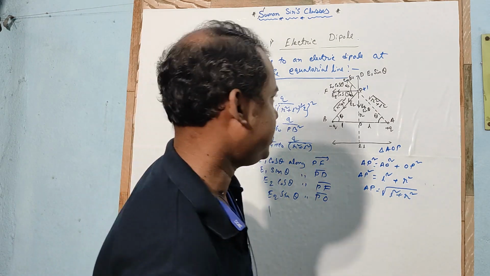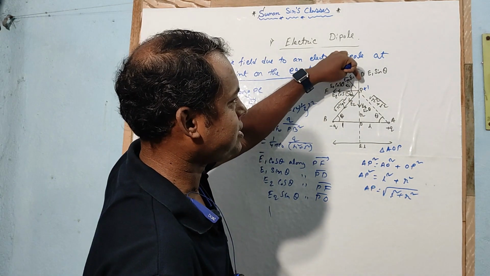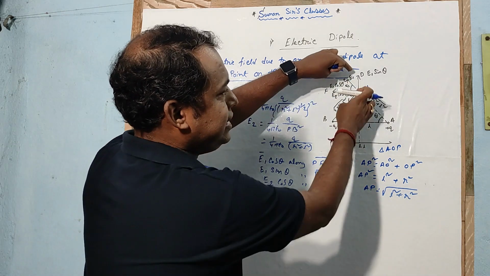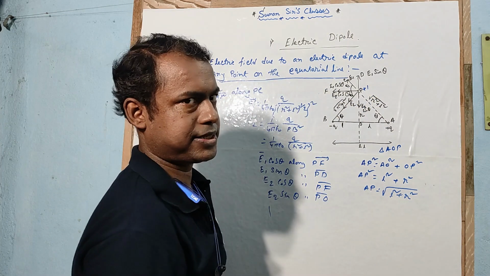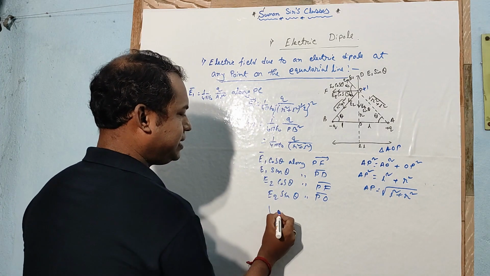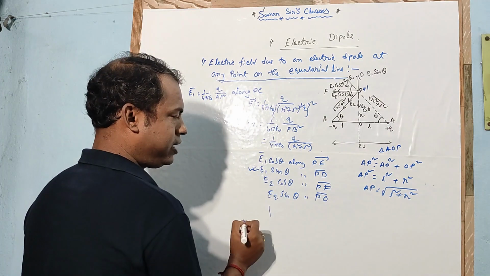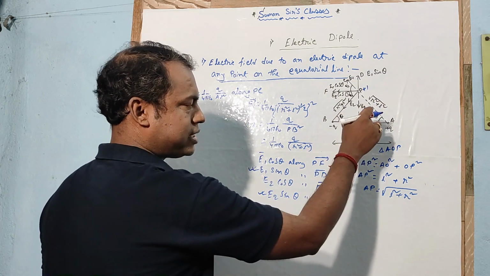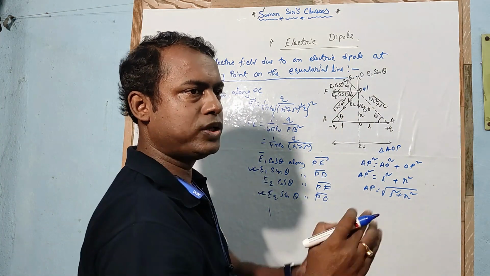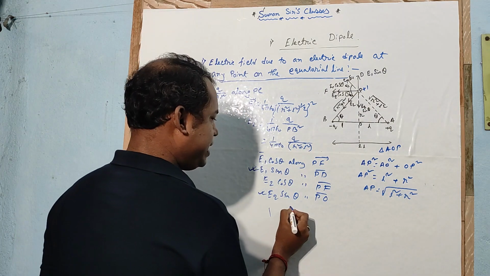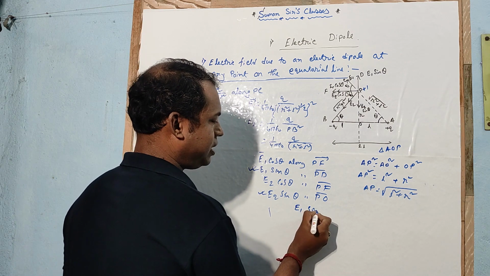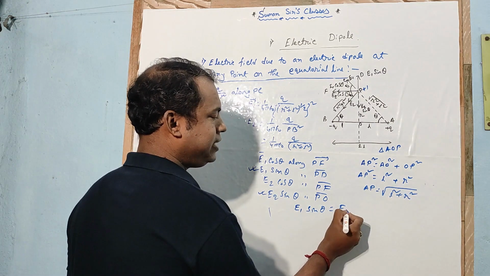Now check it out in this case. E1 sin theta and E2 sin theta act in the same line but in opposite directions. So these are equal and opposite, so they cancel each other out. So we write E1 sin theta equals E2 sin theta.